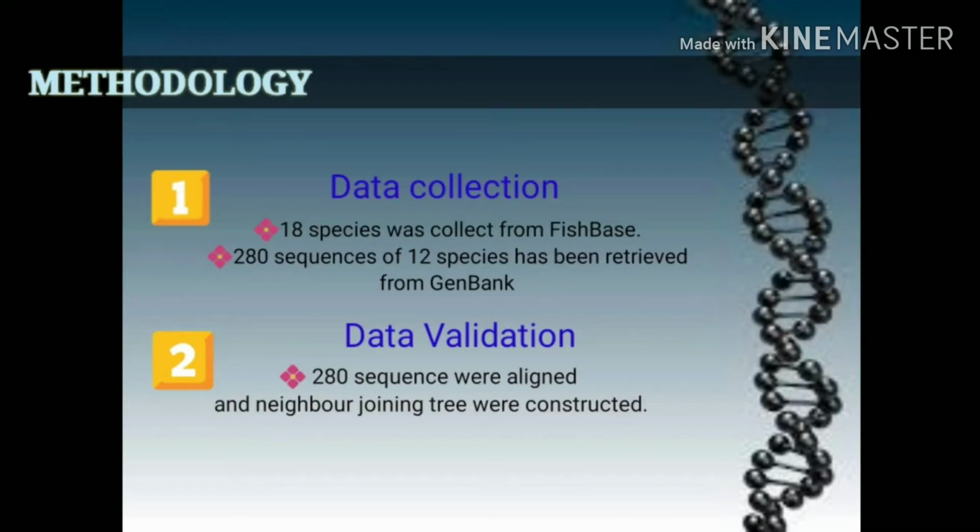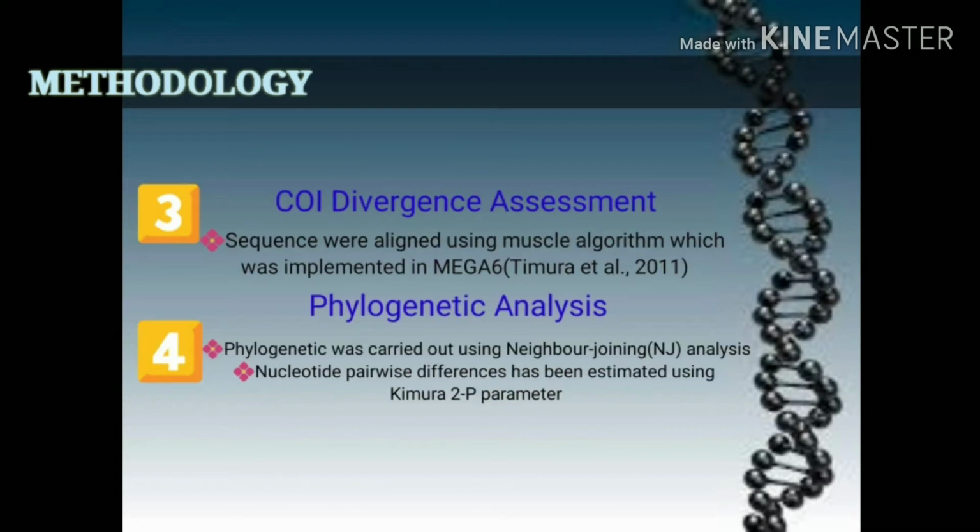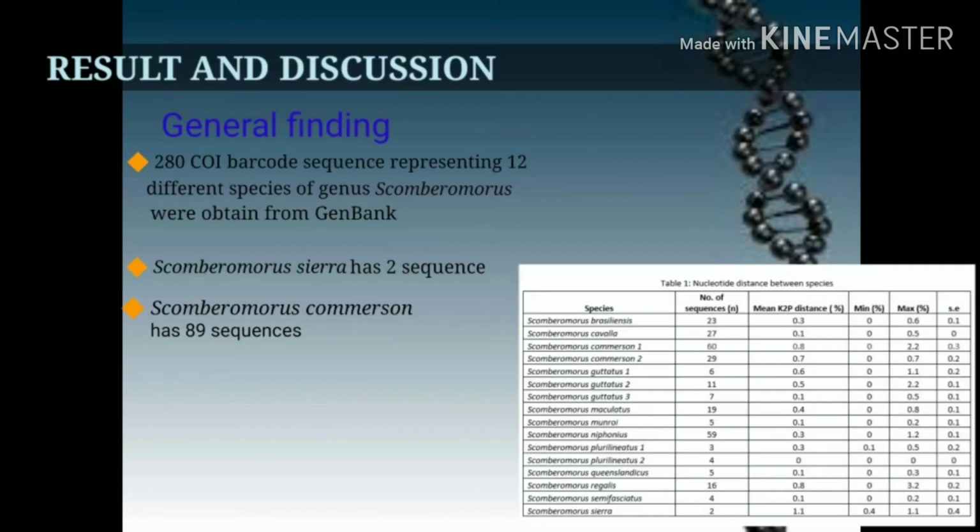The 80 species of genus Scomberomorus were collected from FishBase, and 280 sequences of 12 species were retrieved from GenBank. The 280 sequences were aligned and a neighbor-joining tree was constructed. The sequences were aligned using the MUSCLE algorithm, which was implemented in MEGA, and the Kimura 2-parameter distance measure was employed. 280 CO1 barcode sequences representing 12 different species of genus Scomberomorus were obtained from GenBank.